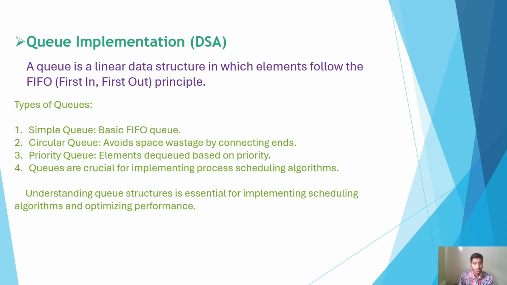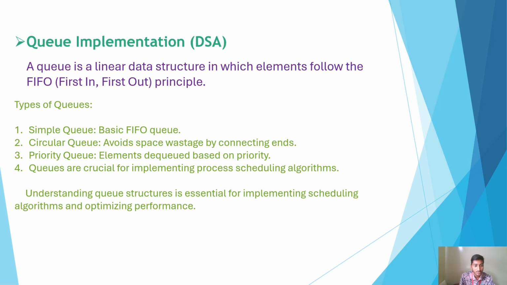Queue implementation in DSA. A queue is a linear data structure in which elements flow first in, first out. The types of queues are: simple queue, the basic FIFO queue; circular queue; and priority queue. Queues are crucial for implementing process scheduling algorithms. The circular queue avoids space wastage by connecting the ends. In priority queues, elements are dequeued based on priority.